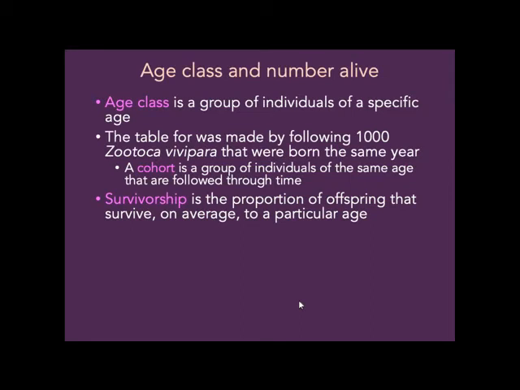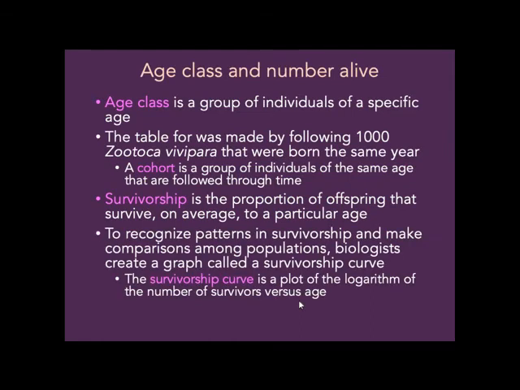Survivorship is the proportion of offspring that survive on average to a particular age. And we can recognize patterns in survivorship and then compare populations in terms of their survivorship. And so we will create a graph called a survivorship curve. That is a plot of the logarithm of the number of survivors versus age.